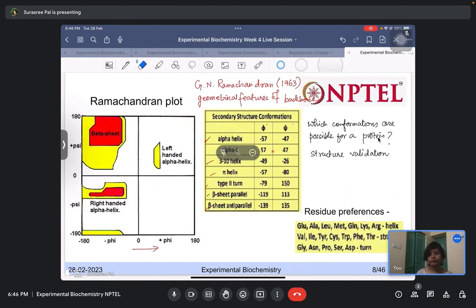Alright. And here are these residues which are preferred for a helix, for a beta sheet, or for a turn.